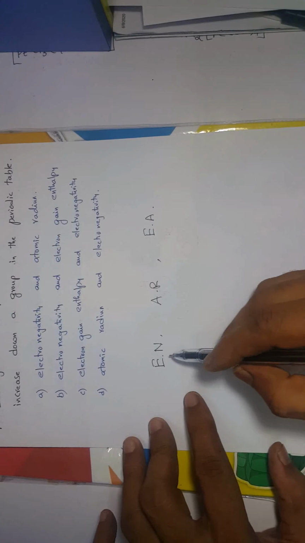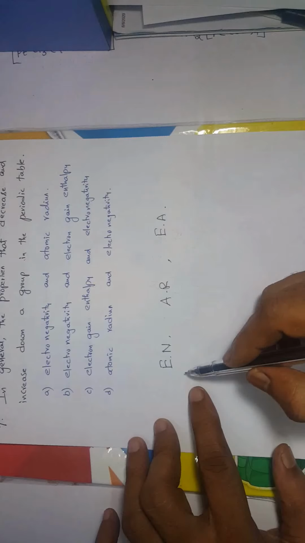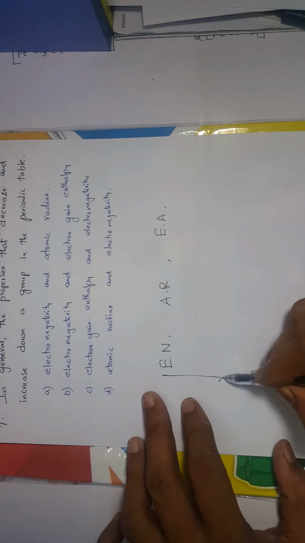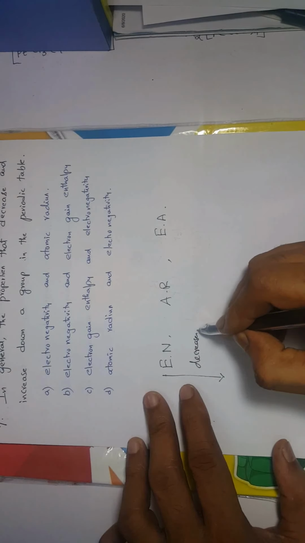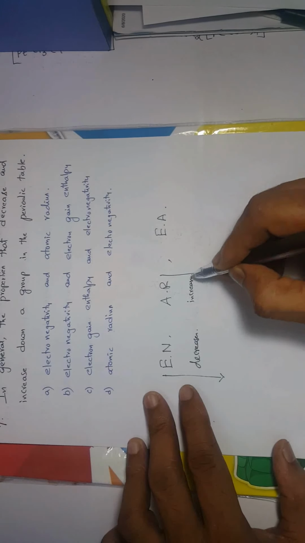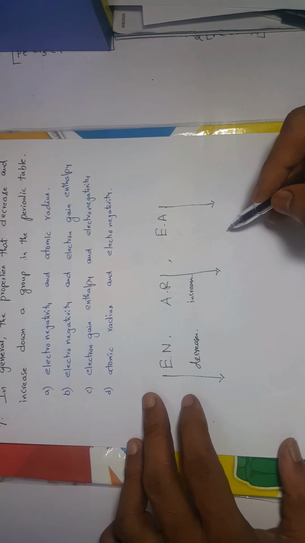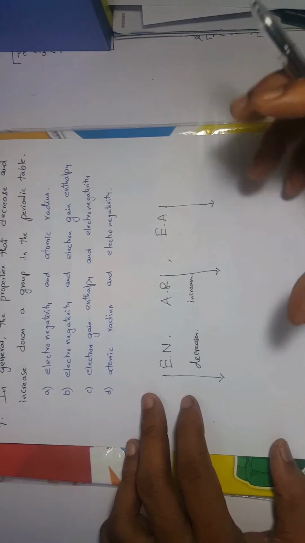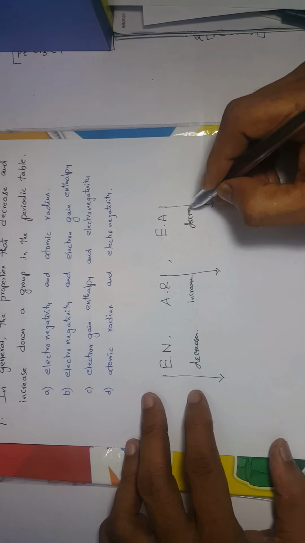Electronegativity, how it changes in a group. Only in a group they are asking. Electronegativity in a period increases from left to right. In a group, from top to bottom, electronegativity decreases. Atomic radius from top to bottom increases. Electron gain enthalpy or electron affinity: small atoms have more electron affinity, big atoms have less electron affinity. That means it also decreases.